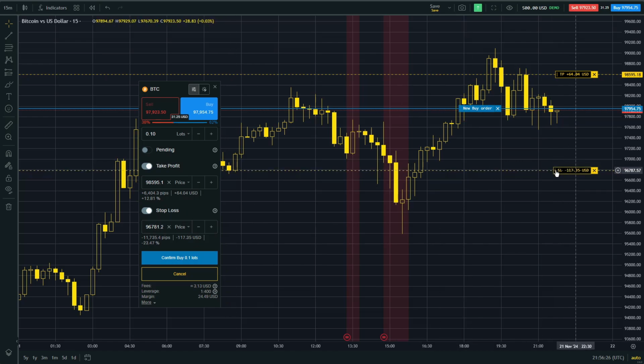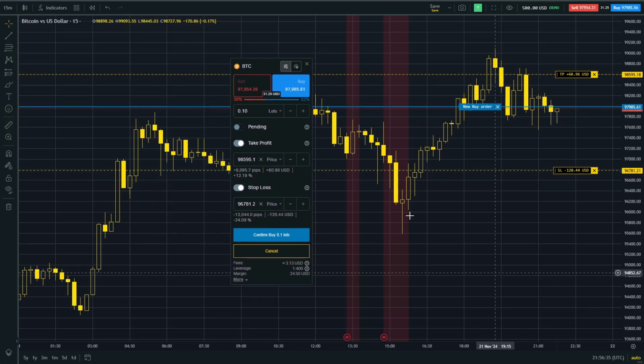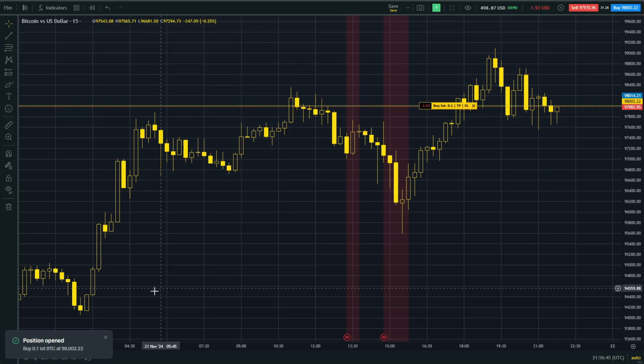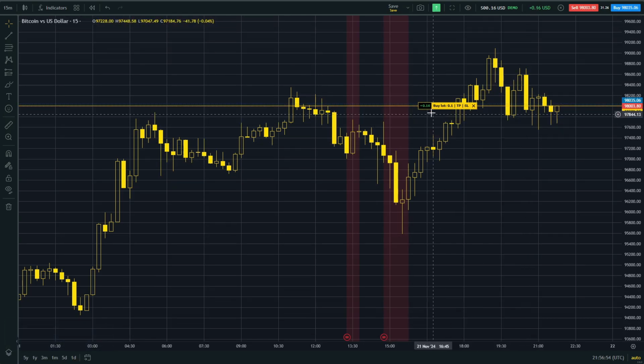Once you set your take profit and stop loss and you're ready to enter the market, remember, you're entering the market at the current market price because you did not set an entry point. You can still cancel it if you want to, but we're not going to cancel it. Once you're ready, you click on confirm buy. Once you confirm buy, you're going to see a notification down there that the position has been opened, that you bought BTC at 98,000. And then the next thing, you start seeing your profit and loss.